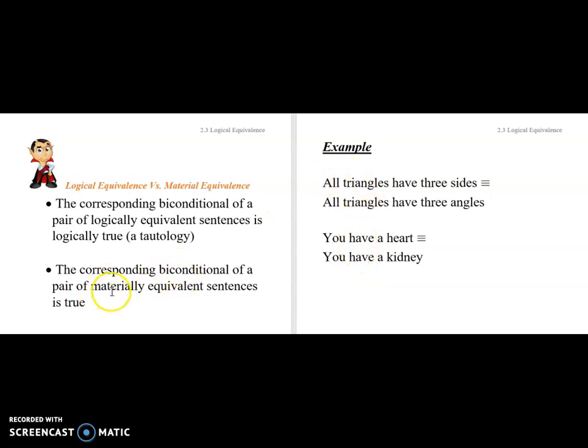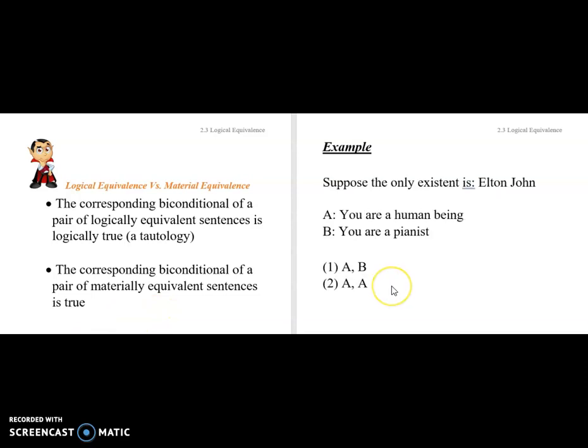All right. So let me give you another example to drive the point home. For the purposes of this example, let's suppose, just for the sake of argument, the only thing that exists is Elton John. So for those of you who don't know, Elton John is a pianist, amongst other things. He plays the piano very well. So the only thing in the whole wide world is Elton John. There's no grass, there's no oxygen. It's a very bad state for Elton John. But the only thing in the whole world is Elton John, just for the purposes of this example.